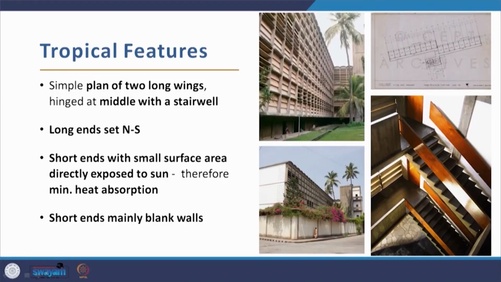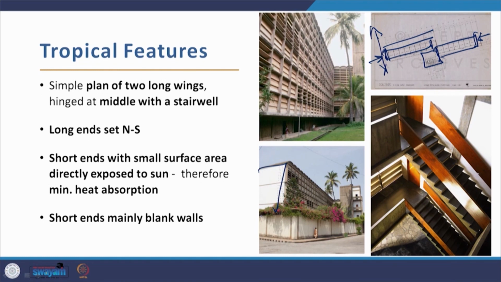And the tropical features: a simple plan of two long wings that you have here, which are joined together here at the center with a stairwell. So this is north-south direction, the long axis, the long facades are in the north-south direction, and the short ends, these sides, have the small surface area which are directly exposed to the sun. Therefore there is minimum heat absorption, plus the shortest side, whatever is remaining, is more or less a blank wall.